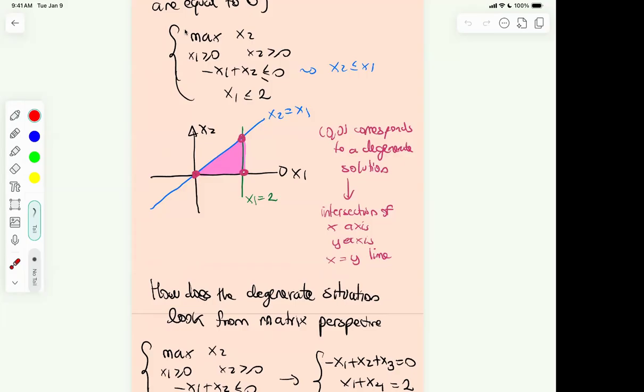The way to understand degenerate here, oh my God, what happened with my third pointer? Well, it's somewhere in there.